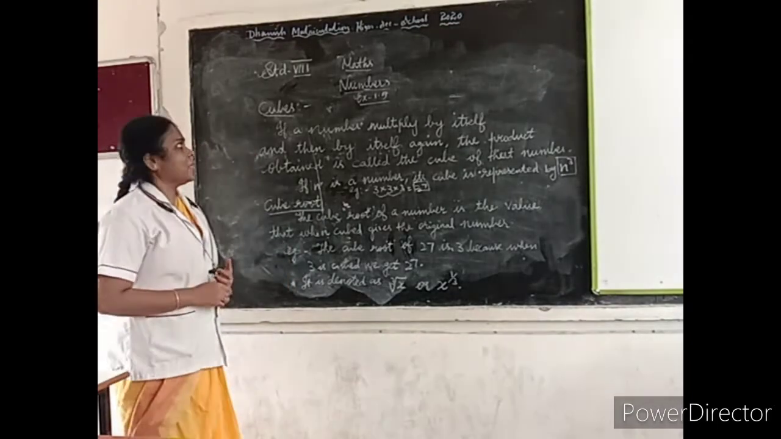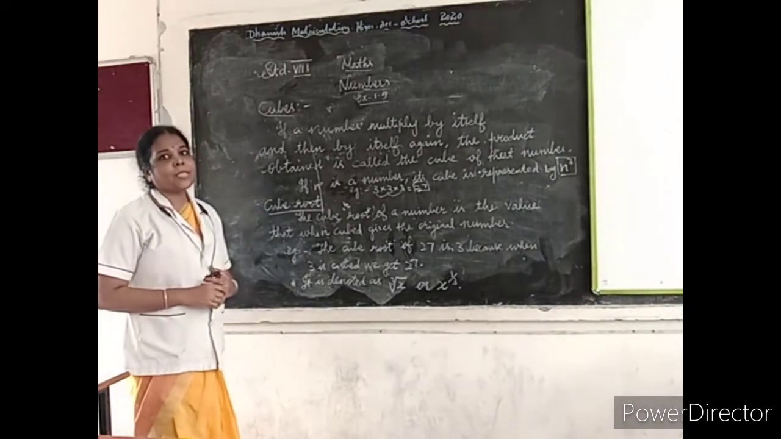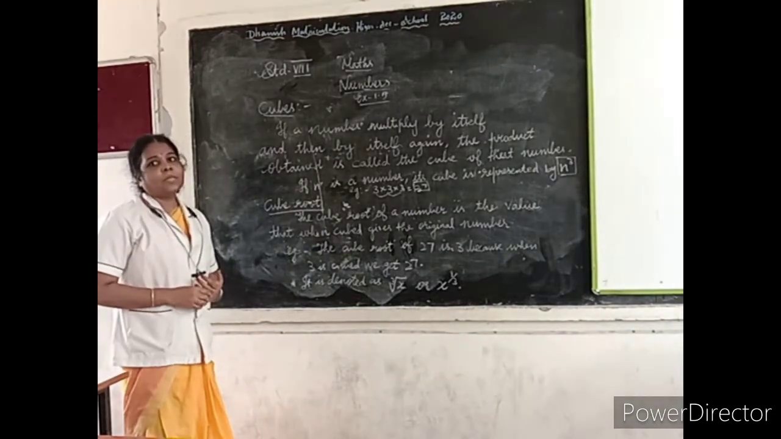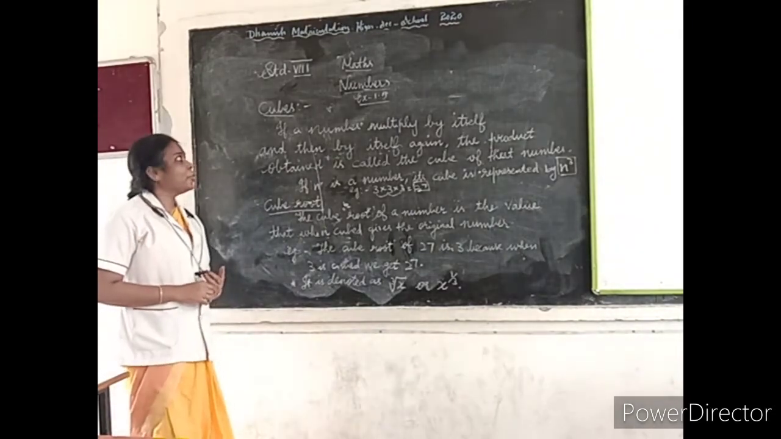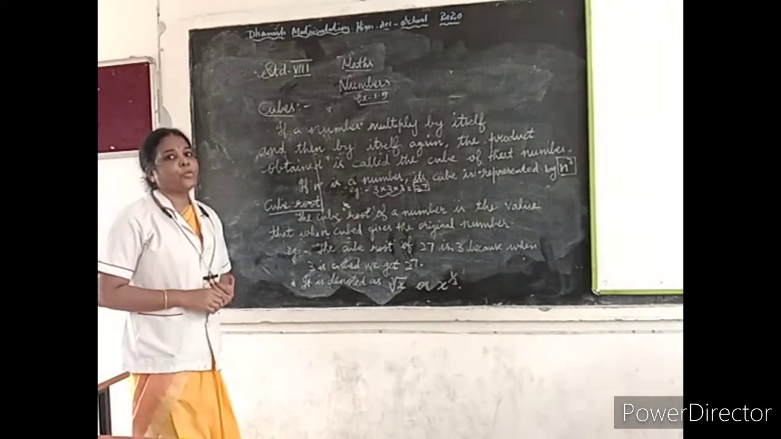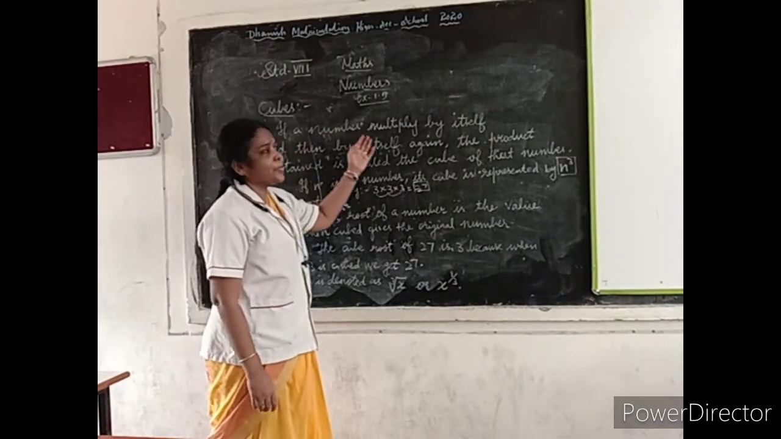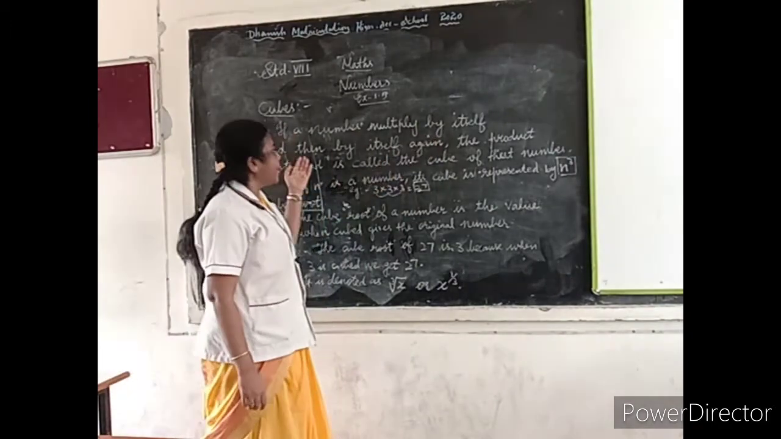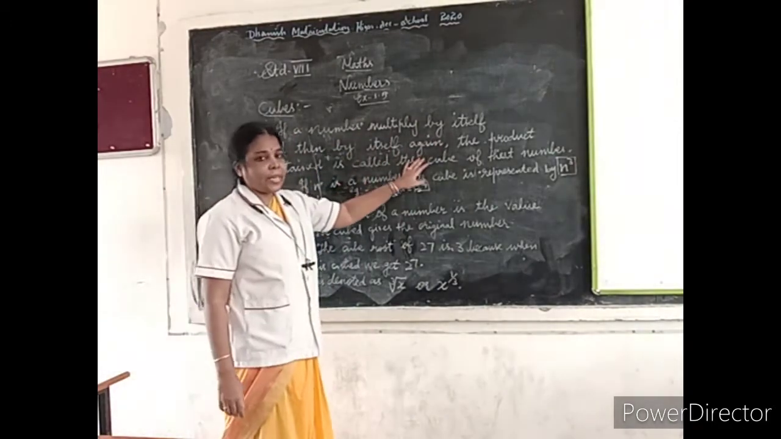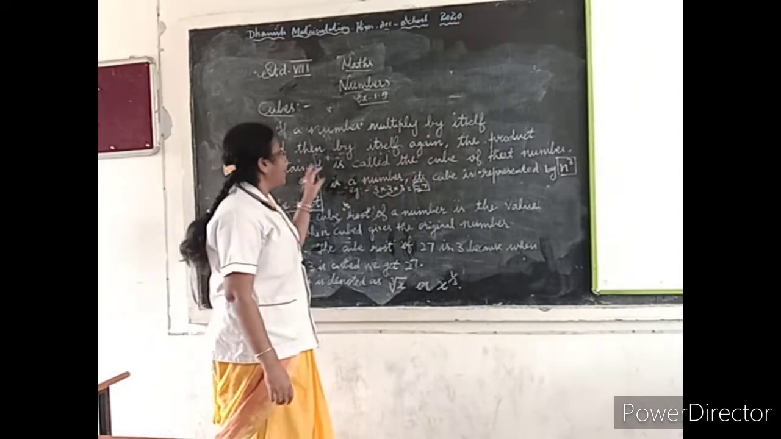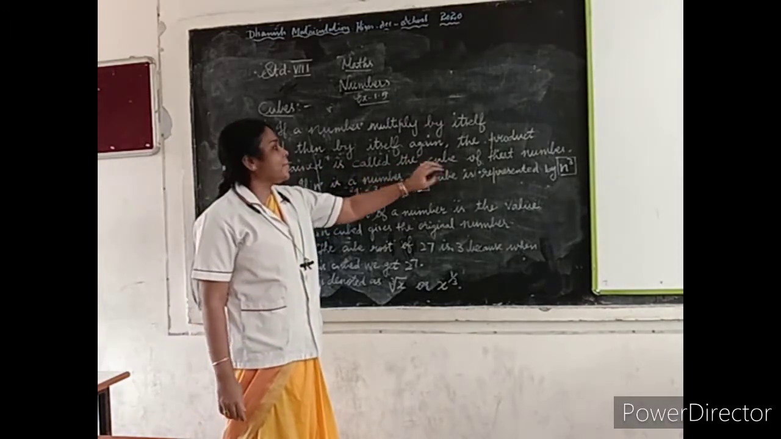Today we are going to see chapter 1, Numbers, exercise 1.5. In this exercise we are going to see what are cubes and cube roots. Cube means when a number is multiplied by itself and then by itself again, the product obtained is called the cube of the number.